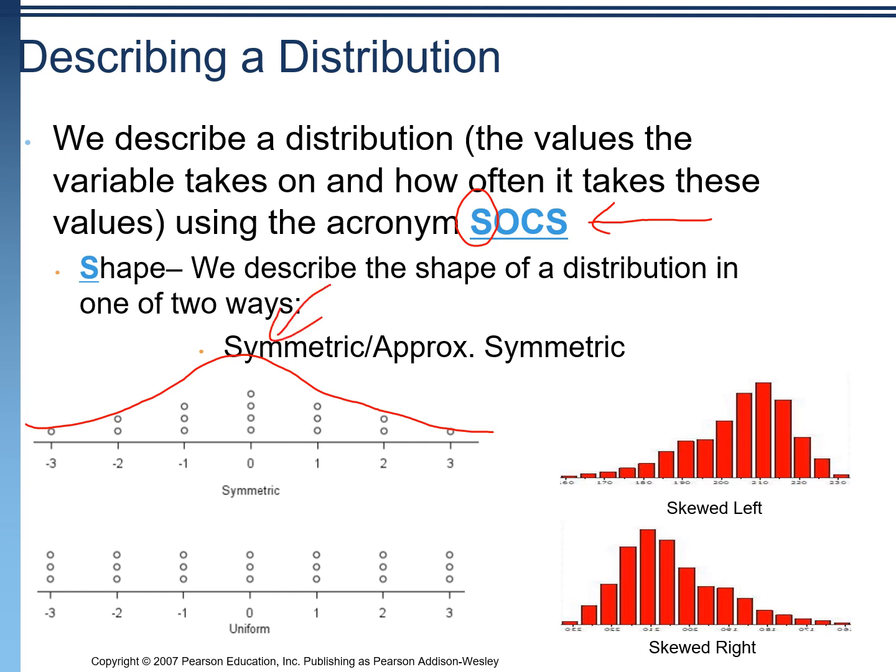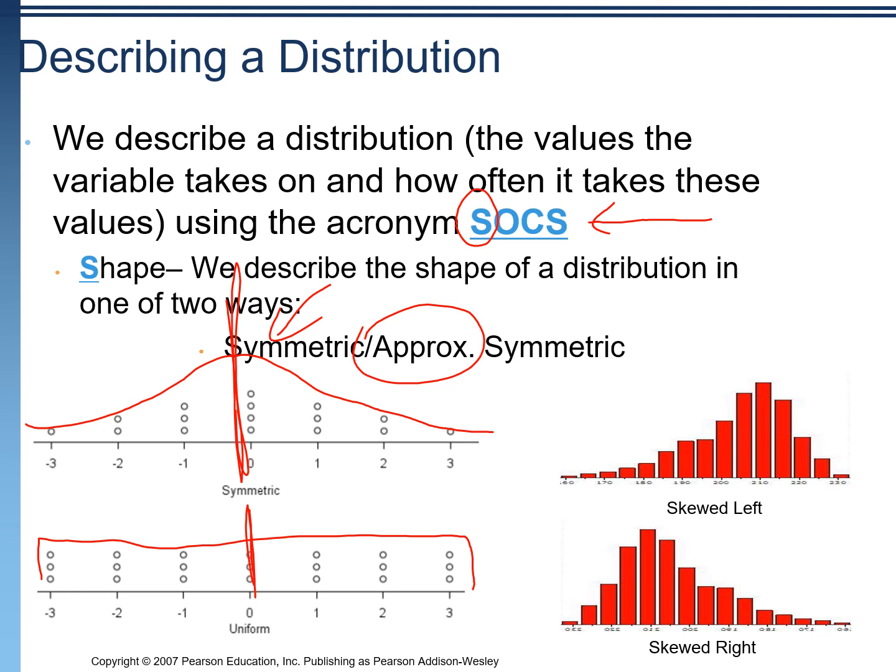It's symmetric because if we cut it in half and folded it down the middle, it's the same or approximately the same on both sides. We usually want to put approximate before we write the word symmetric. This one here is uniform. It's about the same throughout the distribution. This would also be symmetric because if we fold it, it's the same on both sides.